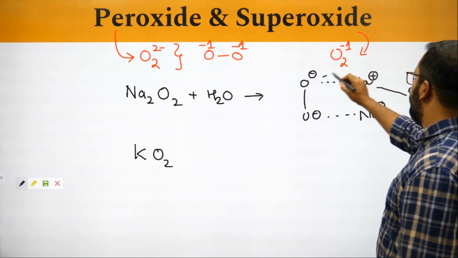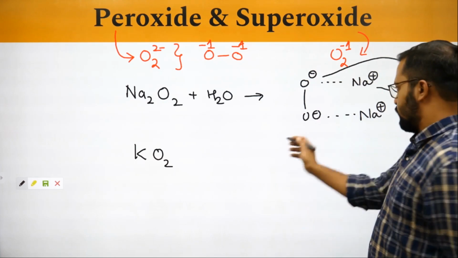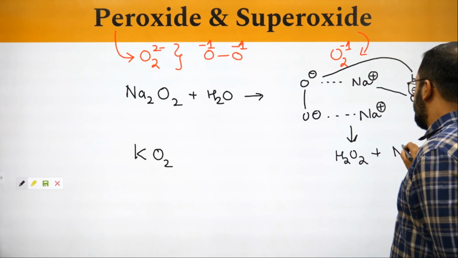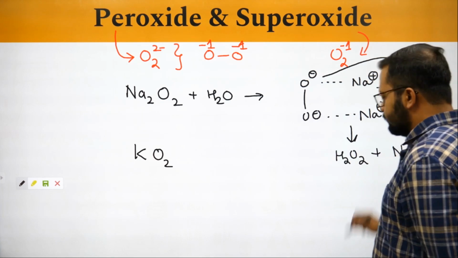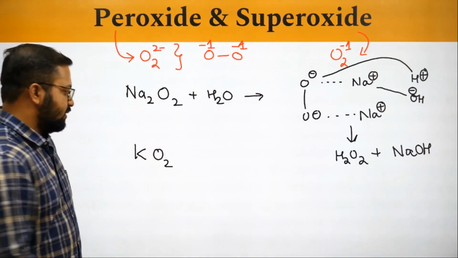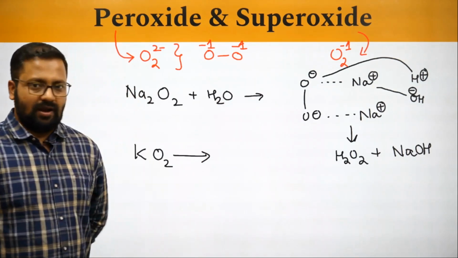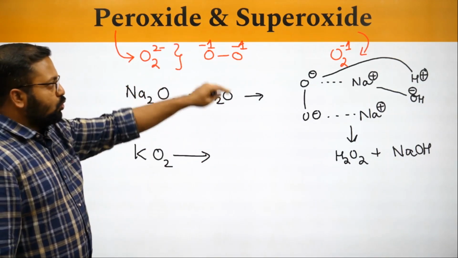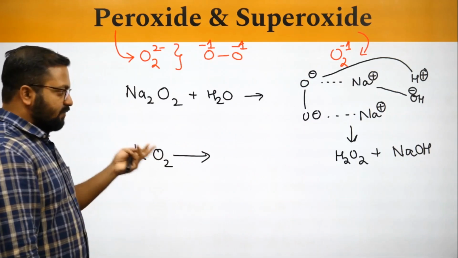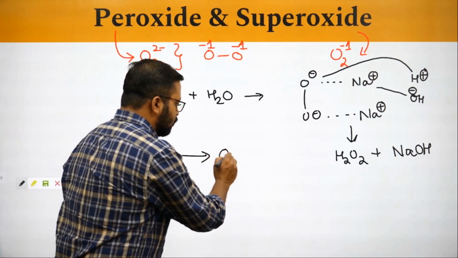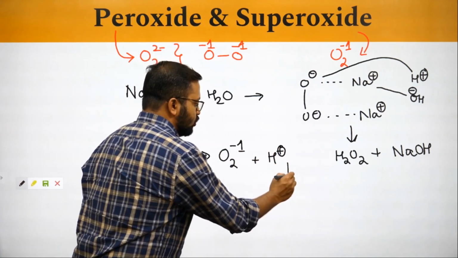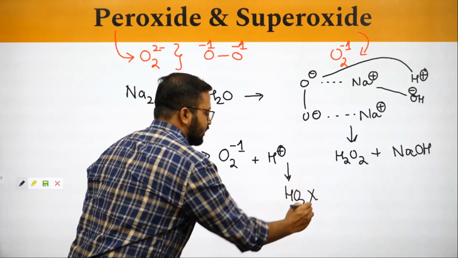with water. ये इसके साथ bind करने की कोशिश करेगा, इसके साथ bind करने की कोशिश करेगा. So what will be formed? Very easy. H2O2 plus NaOH. But potassium superoxide, if you apply the same logic, O2 2 minus has 2 unit of negative charge, so you combined it with 2 H plus ions. But in this case, if you try to do the same thing, so you'll get O2 minus 1 and you combine it with H plus, you will get HO2, which is something which does not exist.